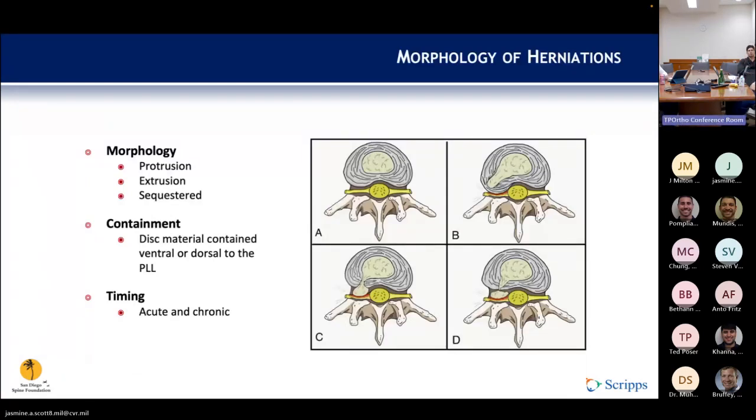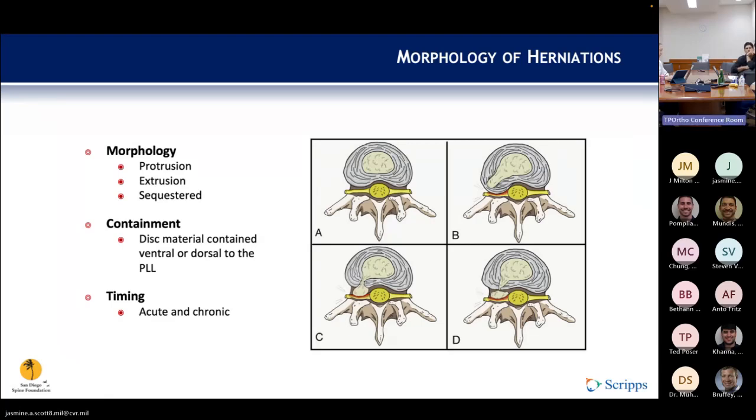So in addition to the location, we can also talk about morphology. This is a schematic, just A, B, C, and D. A being a normal disc, B being that protrusion, so the nucleus is sort of pushing the annulus, which is compressing the root, but not outside of the annulus, until we get to C, where you have extrusion, where that nucleus is outside the boundaries of the annulus, and then sequestered, where the nucleus has come completely outside the annulus and is not connected anymore. And all of those can put pressure on the nerves.